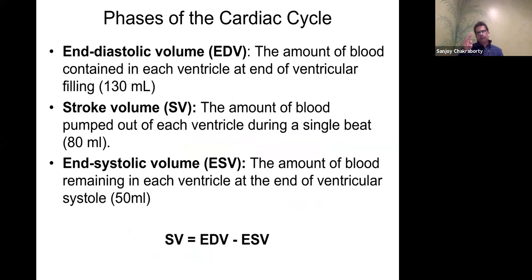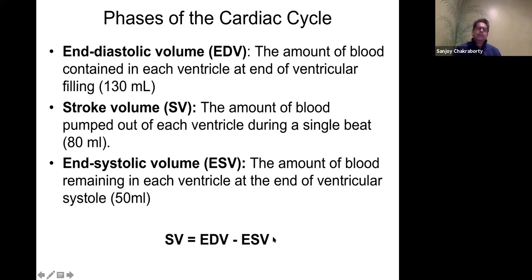So there are three things to understand here. End diastolic volume: at the end of the diastole, the ventricle is completely filled. Then it contracts, some amount of blood goes into the aorta, same thing on the right side, and a little bit remains. So if I subtract the remaining amount from the end diastolic volume, meaning when the ventricle is filled, this is the amount that goes into the aorta. So SV equals EDV minus ESV.